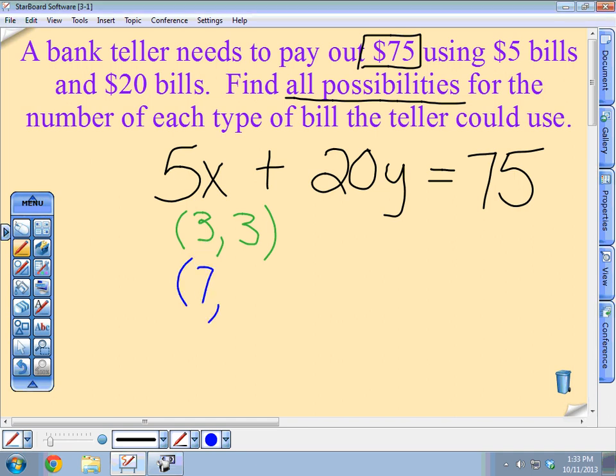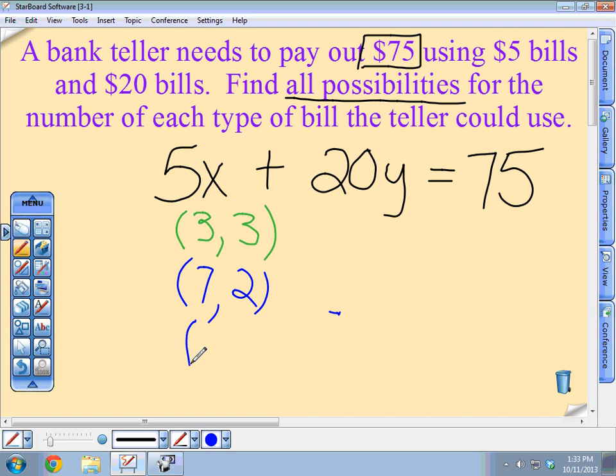What about 7? If she gives me 7, then I have $35. If I subtract $35 from 75, I have $40. Is there any combination there that'll work? Two. So she could give me 7 $5 bills and 2 $20 bills. Okay.